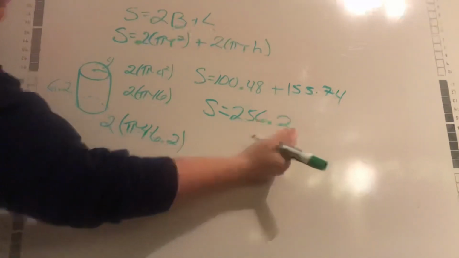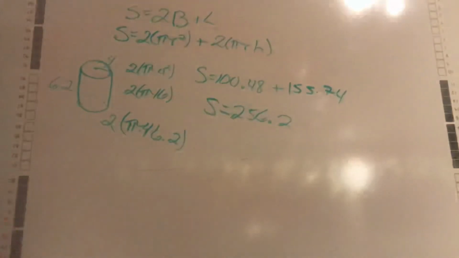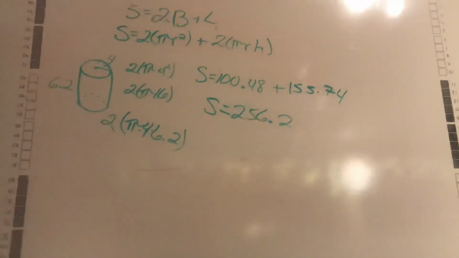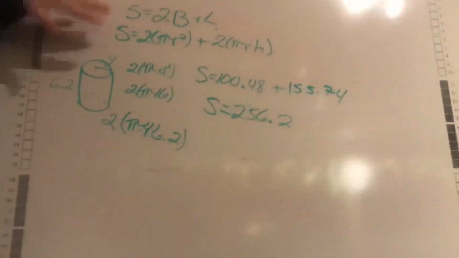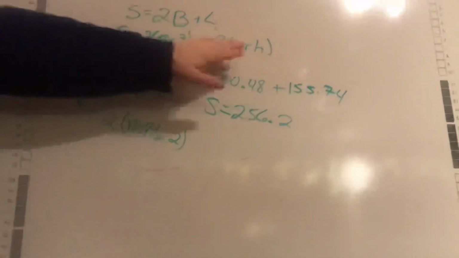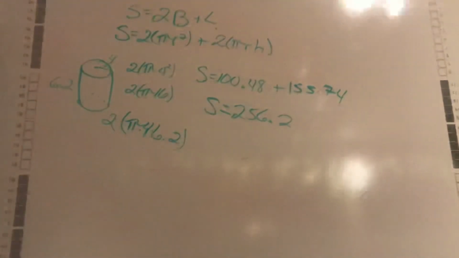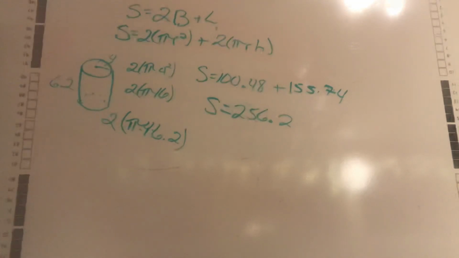We rounded to the nearest tenth, which on all of your homework for this assignment, you should round to the nearest tenth. Okay. So make sure you have these formulas written down, both the S equals 2B plus L, and then the definitions of what is B when you're working with a cylinder, and what is L when you're working with a cylinder. Okay? And for your assignment, you're going to do 1 through 12 all. So if you don't have any questions, you can get started. But if you do have questions, raise your hand and I'll come and help you.